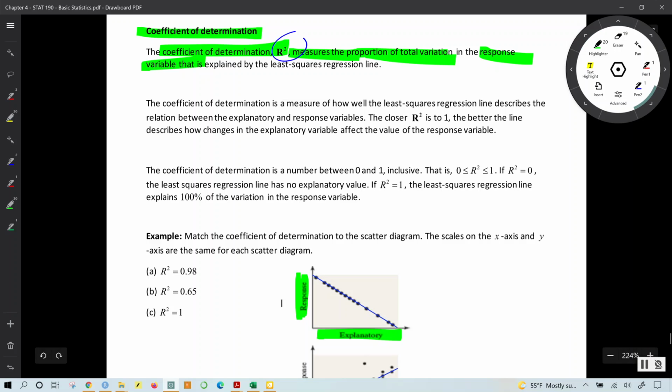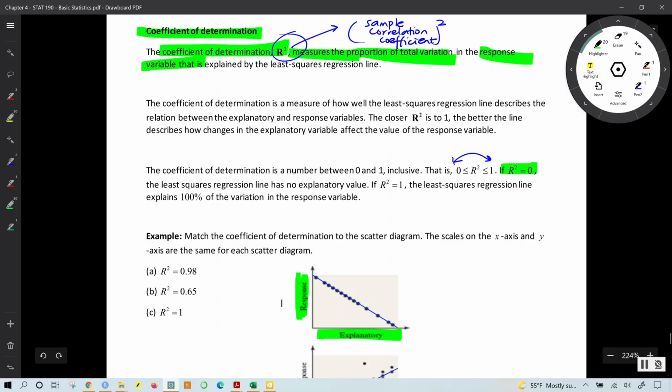Why R squared? Very simple, because it is the square of the sample correlation coefficient value that we used to get in earlier videos. So, what are the range of values of R squared in this case? The range of values of R squared is from 0 to 1. Since you're squaring, it's never going to be negative.